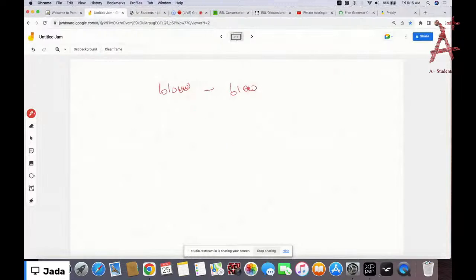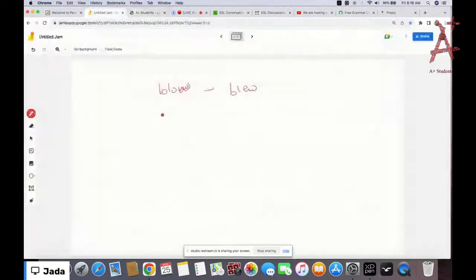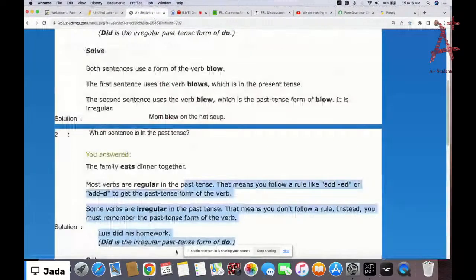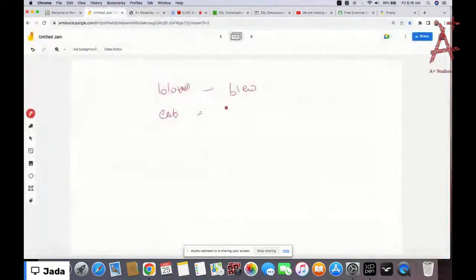Blew is the irregular past. So mom blew on the hot soup. Now the family eats dinner together. So eat is present, and if you want to find the past tense, it is: the family ate dinner together. So it's the irregular past tense of eat, which is ate.